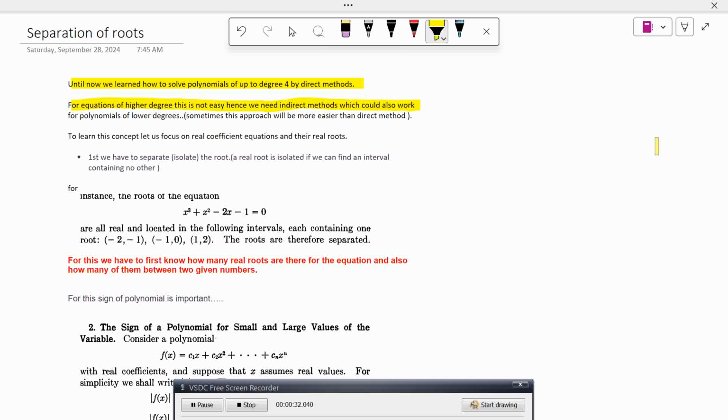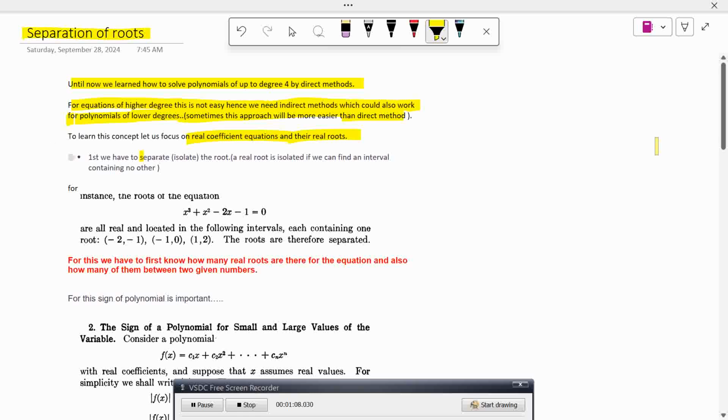So we can't do the direct approach, so we'll do something else. And that new way of doing is maybe easier for the smaller degree polynomials also. So we'll understand this concept by only considering real coefficient equations with real roots. Okay, we'll study using these equations. So first what we have to do is, as the name suggests, separation of roots.